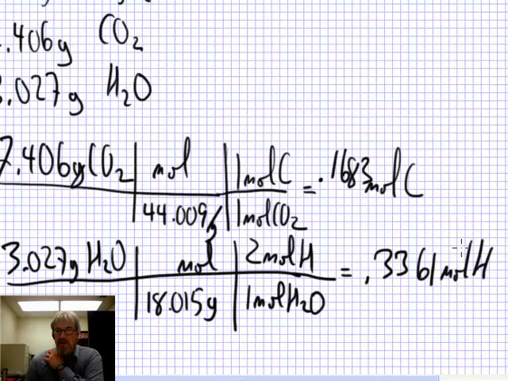Now, the thing that we have to deal with at this point is how much oxygen do we have? And we can't do that from stoichiometry directly here because we have oxygen in both products. Both CO2 and H2O contain oxygen. So here's what we'll do.